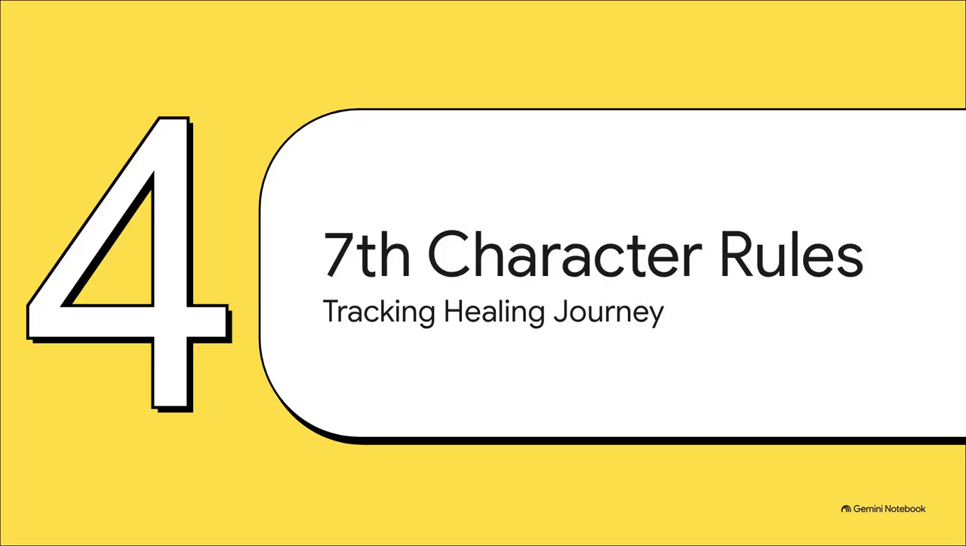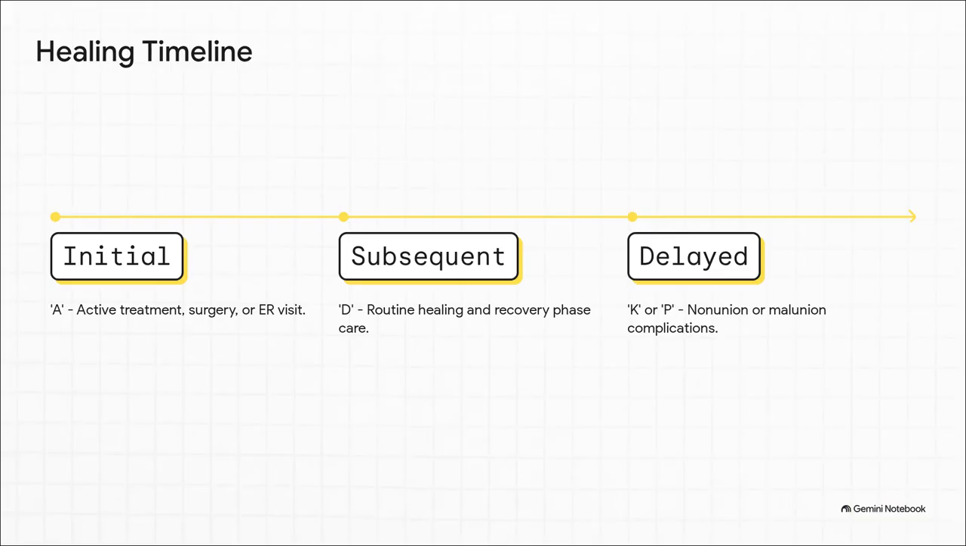Let's move into Section 4, 7th Character Extension Rules, Tracking the Healing Journey. For Chapter 13 fractures, the 7th character is mandatory. Think of it as your ultimate decoder ring that tells the payer exactly where the patient is in their healing journey. The letter A designates active, initial treatment. This is the acute phase. Once that active treatment is wrapped up, D takes over for routine subsequent care. Things like a follow-up X-ray or getting a cast removed. And if things go south during that recovery process, characters like K or P step in to denote severe complications in that healing timeline.